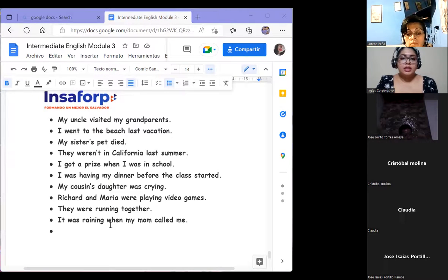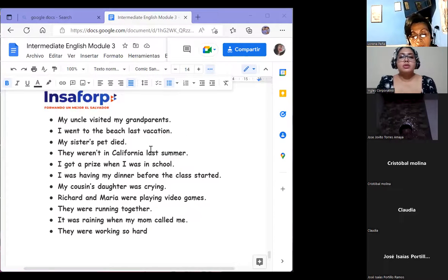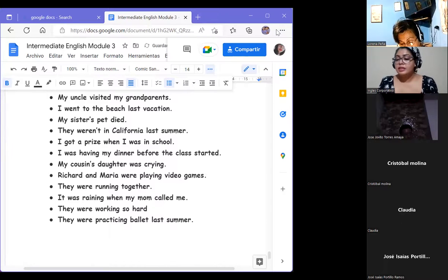It was raining all night. Rose was traveling for Europe last summer. My brother was taking English class last month. They were working so hard. Sarah was cleaning the house all day. We were swimming all day. The neighbors were dancing at night, all night. They were practicing ballet last summer. Okay, we have some examples, some sentences that you create using both of these structures. It says Maria was working when the earthquake started. Okay.